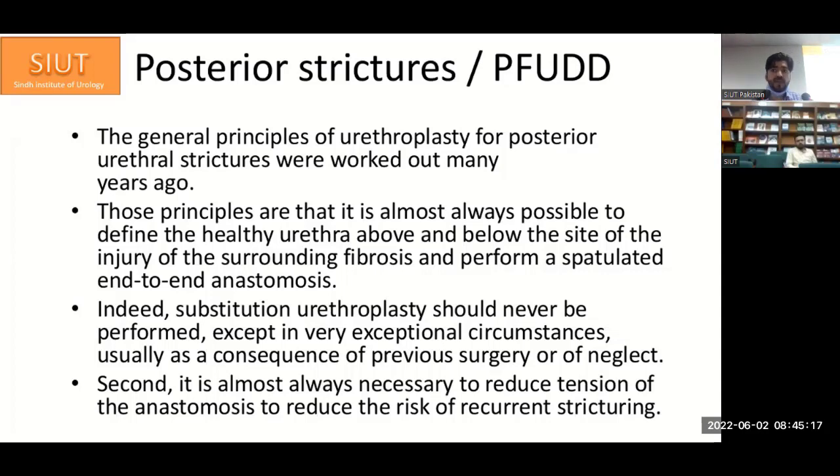Posterior stricture, PFUDD. Now the question arises: why is a buccal mucosal graft preferred over the penile skin graft? Who will answer this question? Arsalan?